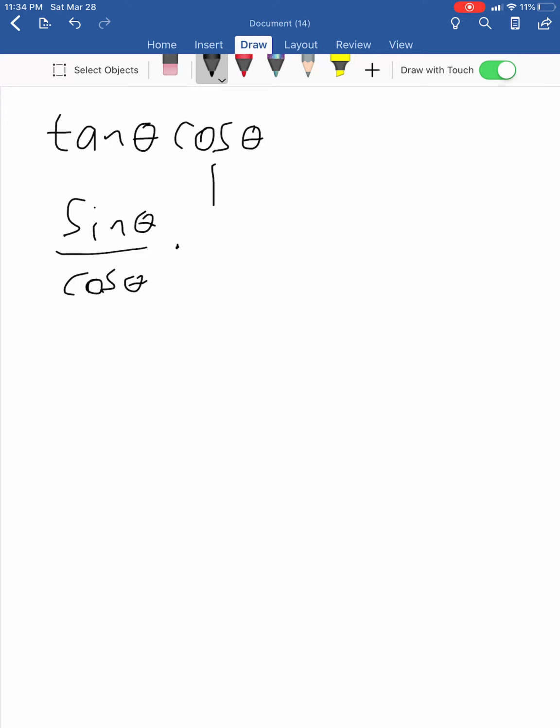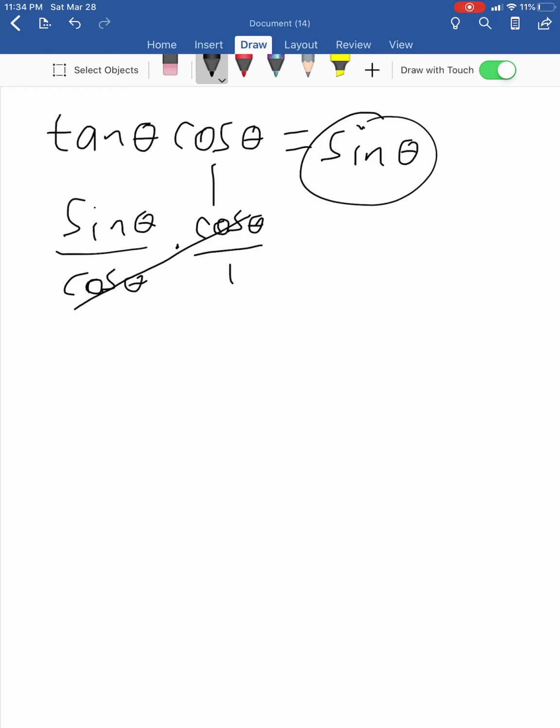And then we just bring down that cosine. Cosine, cosine over 1, same thing. These cosines cancel, so tangent theta times cosine theta would reduce to sine theta. And that's what the problems in this module are like. You're going to simplify a trig identity to a single term.